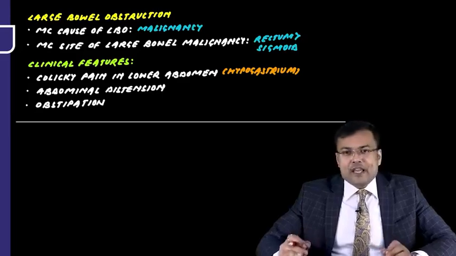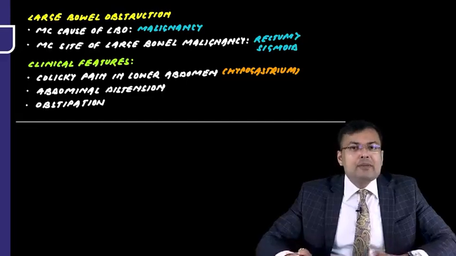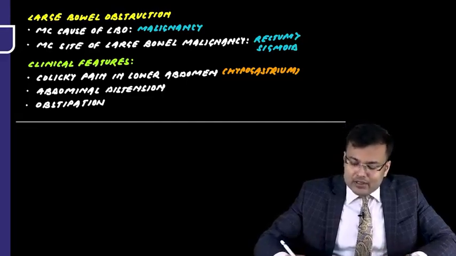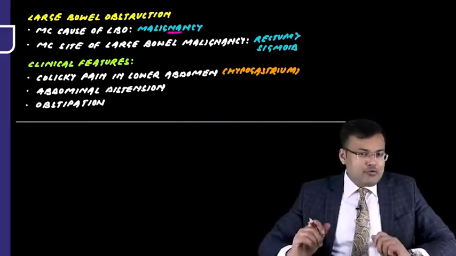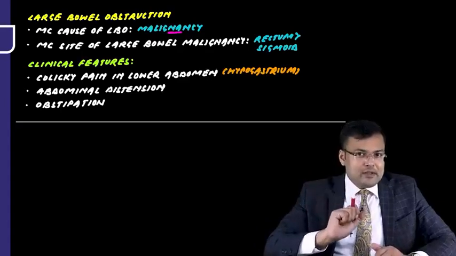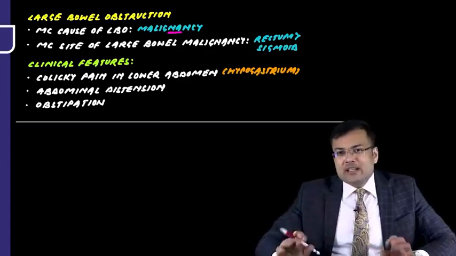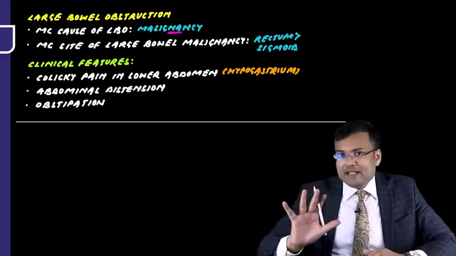And here also, investigation of choice for diagnosis is same, X-ray abdomen. But the management is different. Why? Because most common cause is malignancy. So what management protocol we are going to follow here? Since it's malignancy, we perform resection and anastomosis. And you know that in GIT, how much margin we take? During resection and anastomosis, we take 5 centimeter margin.